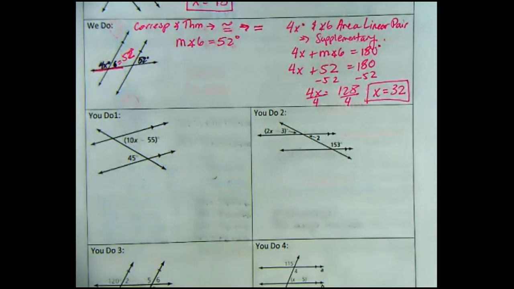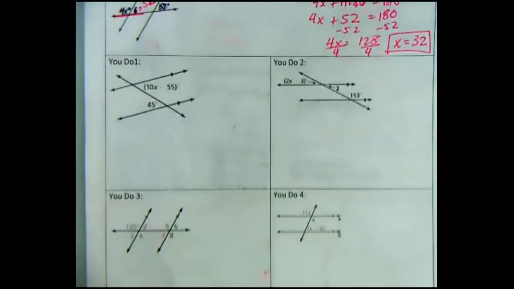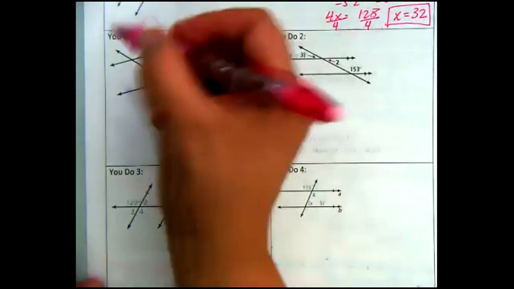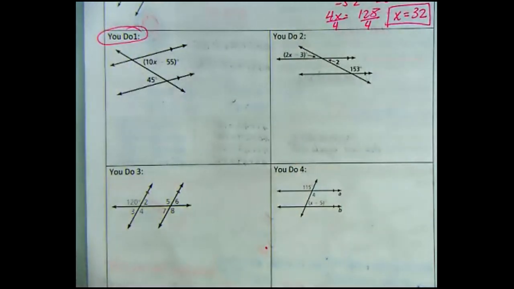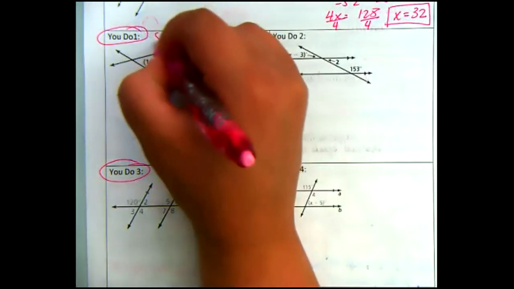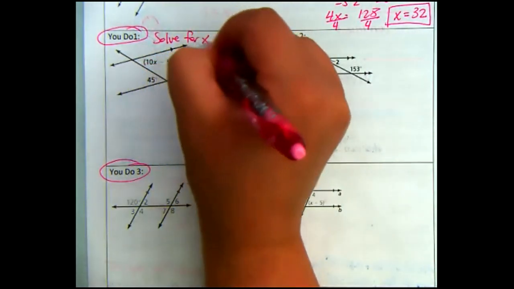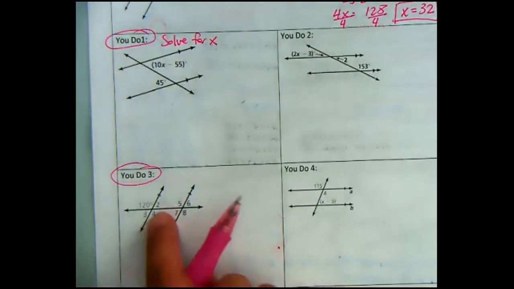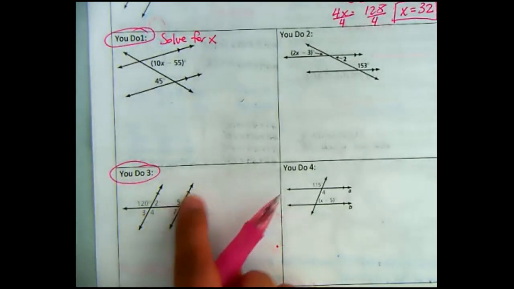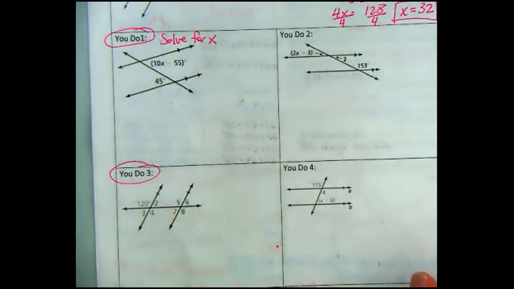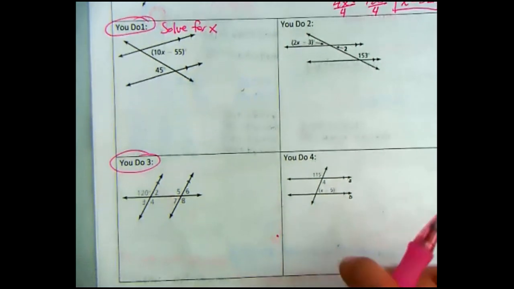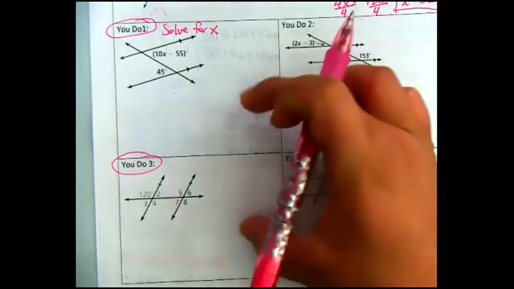All right, so we have 6 minutes left to class. I am asking that you do number 1 and you do number 3. You do number 1, you are solving for x. You do number 3, you are solving for angles 2, 3, 4, 5, 6, 7, and 8. When you submit your notes, I want to see these two done.